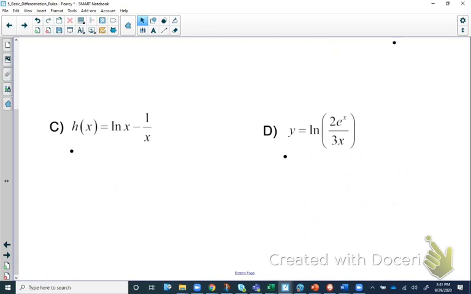First thing I'm going to do with the subtraction piece of the 1 over x is move that to the numerator. So I have h of x is equal to natural log of x minus x to the negative 1 power. And now we can start taking the derivatives of both pieces.